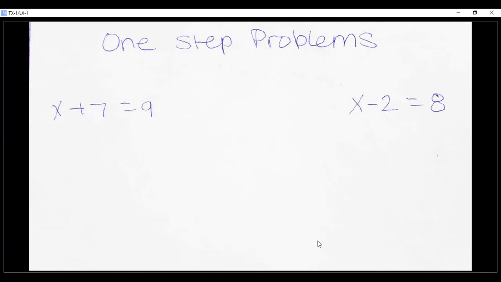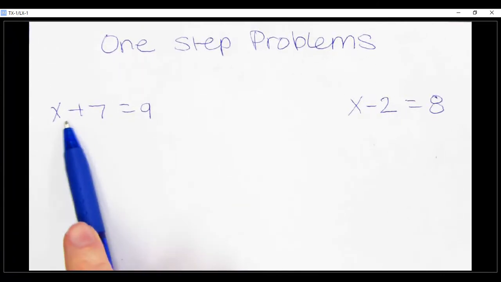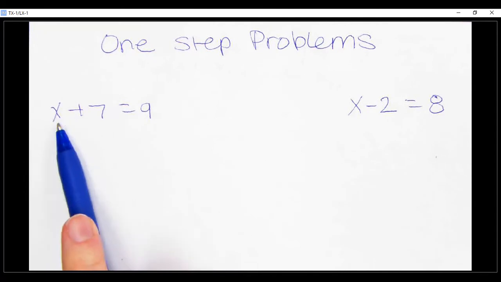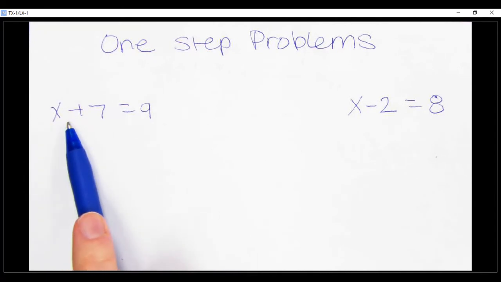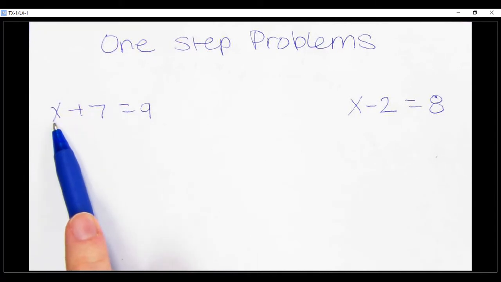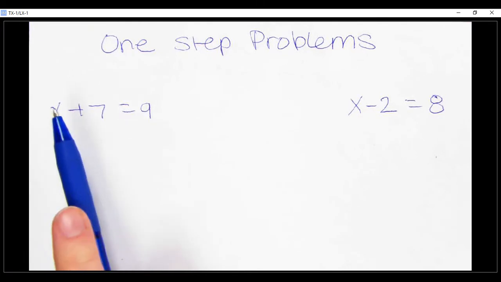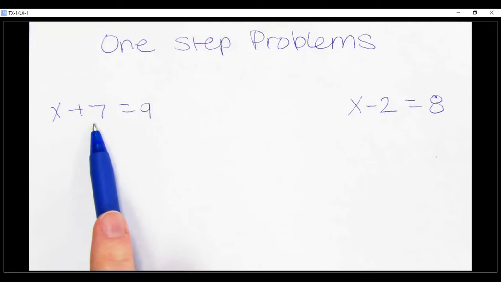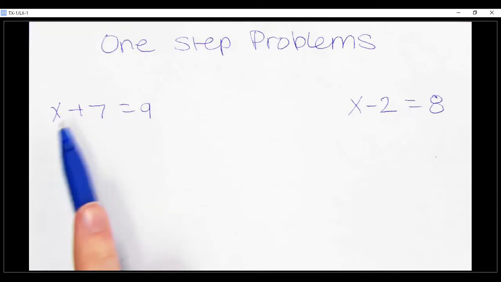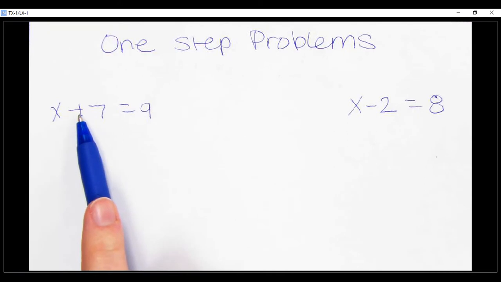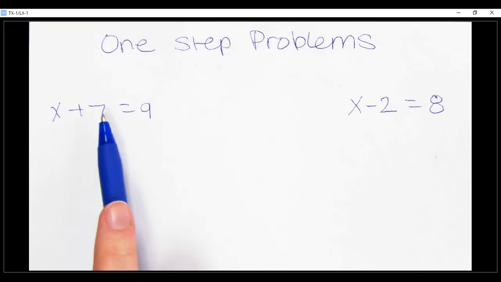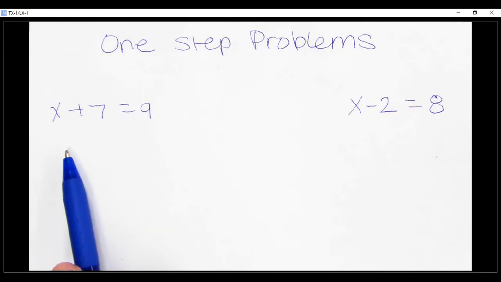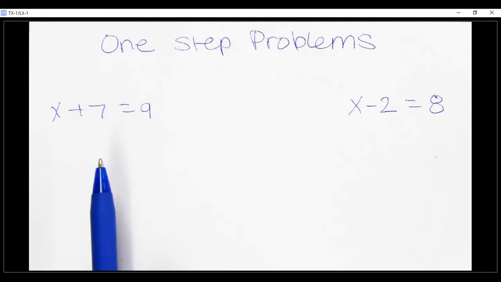So if I take a look at this problem right here, that x wants to be all by itself. It does not want any friends over. It wants to be in its parents' basement playing video games, no interaction with anybody. Now the 7 is being a pest, so we need to get rid of that 7. I see from the sign in front that it's a positive 7. Perfect, I've done my next step.